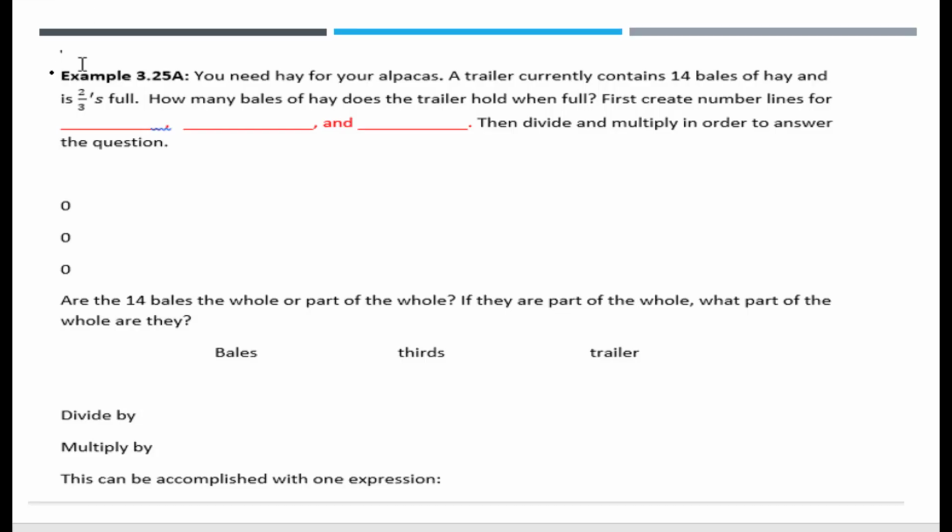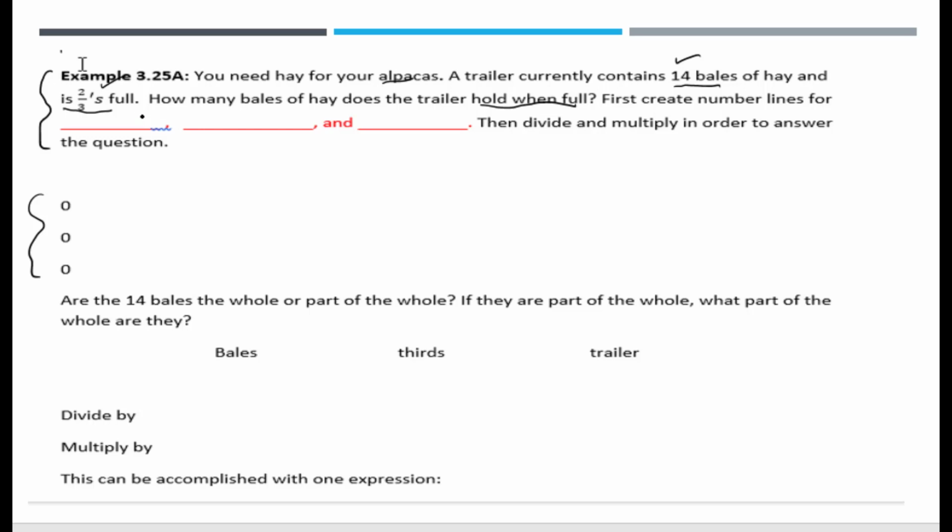This is a very different kind of problem that involves multiplication. A lot of students mess up on these, but it's not that hard if you can visualize it. We're going to use number lines just to visualize it. So you need hay for your alpacas. A trailer currently contains 14 bales of hay and is 2/3 full. How many bales of hay does a trailer hold when full? Well, if it holds 14 bales of hay and it's 2/3 full, there's more hay that you can put on the trailer to make it 3/3, or the whole is filled.